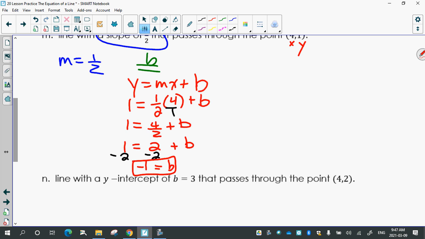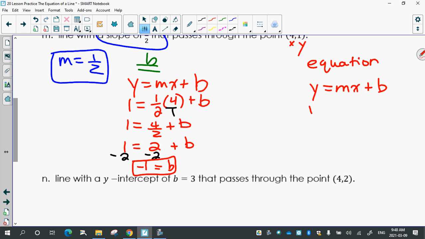So now we know m, and we know b. So we can find the equation. So our m is a half, 4.5, as John said, and our b is negative 1. So y equals a half x minus 1 would be our equation.